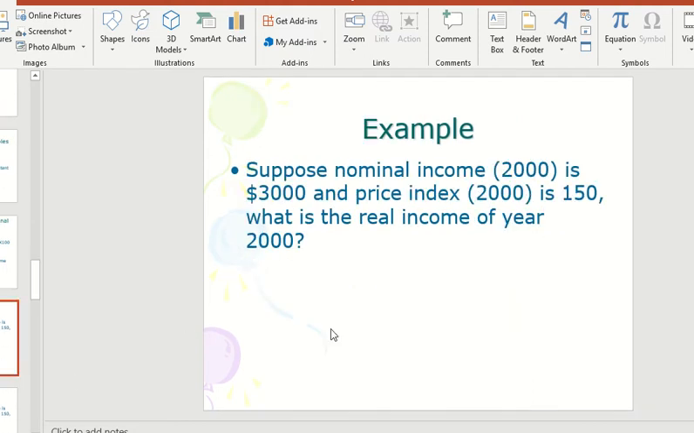So let's look at an example. Suppose the nominal income of year 2000 is $3,000 and the price index of year 2000 is 150. What is the real income of year 2000? So let's spend a few minutes on this one, no more than 5 minutes. We'll take a pause here.